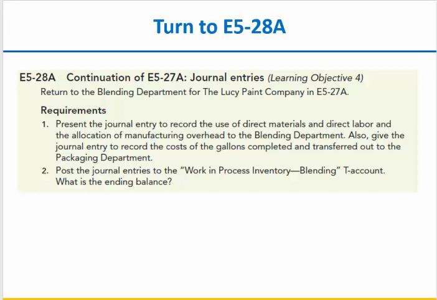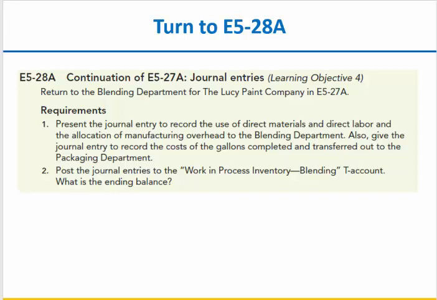So the requirements: present the journal entry to record the use of direct materials and the direct labor and the allocation of manufacturing overhead to the blending department, and also give the journal entry to record the cost of gallons completed and transferred out to the packaging department. So you have two departments, from blending to the packaging, and post the journal entries to the work in process inventory blending T account. So the first department. Now what is the ending balance?